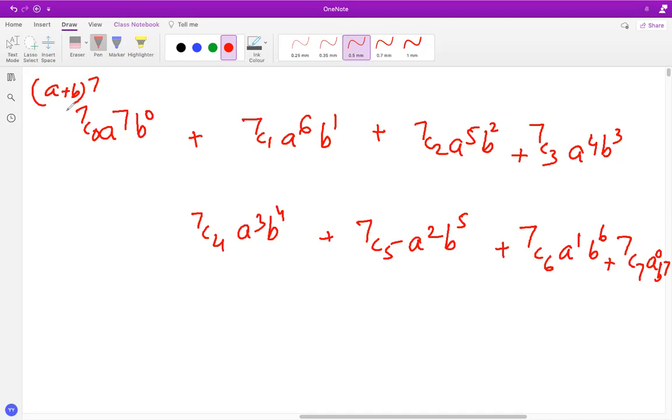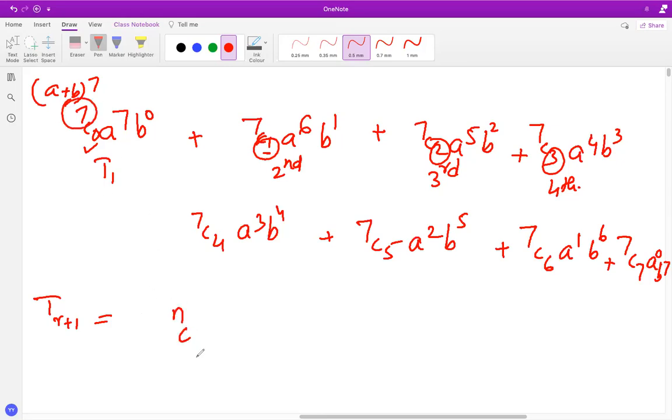So now let's come up with some observation here. If I had to find the first term, I'm putting this value as 0. Second term, this value is 1. Third term, this value is 2. Fourth term, this value is 3. So I come up with a formula: if I have to find a particular term of this expansion, with this being my n, it will be nCr, a to the power n minus r, b to the power r, if you agree. Because like a to the power 7, b to the power 0, a to the power 6, b to the power 1. So this is what is happening.